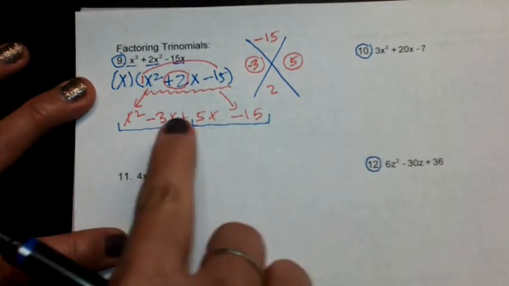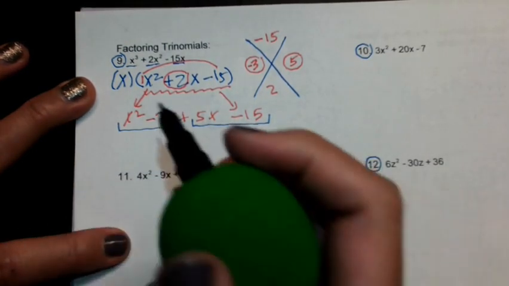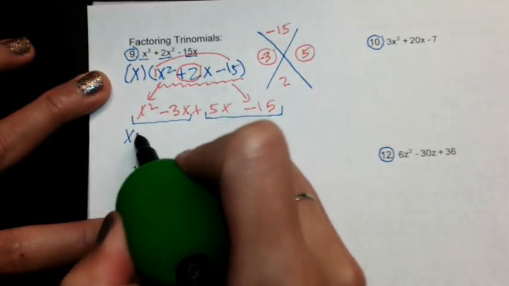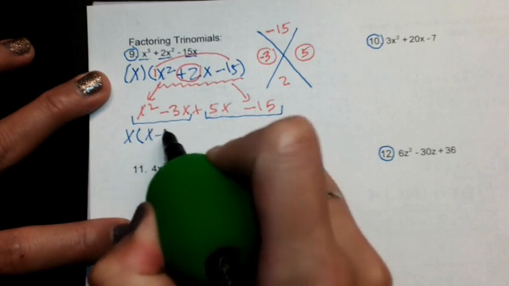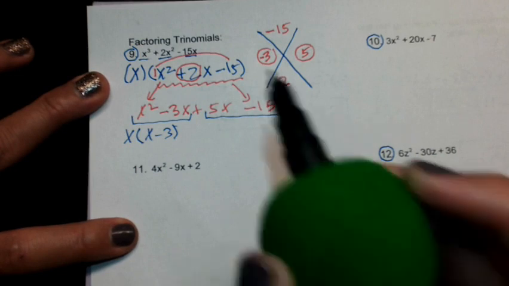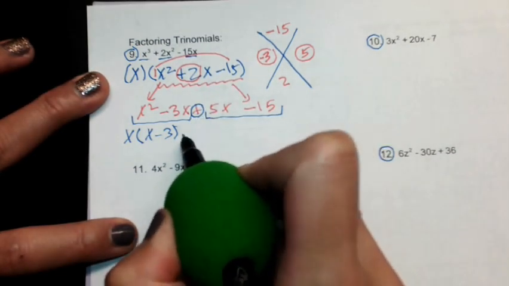Did you guys all bracket it? Okay, let's compare. What is common between these two that I could take out? X. So let's put x minus 3 back in there. Are we okay with x minus 3? Yes? Okay. This sign says take the plus.